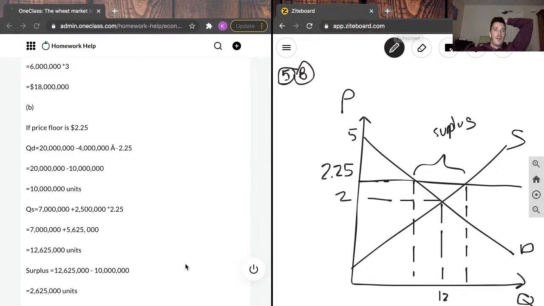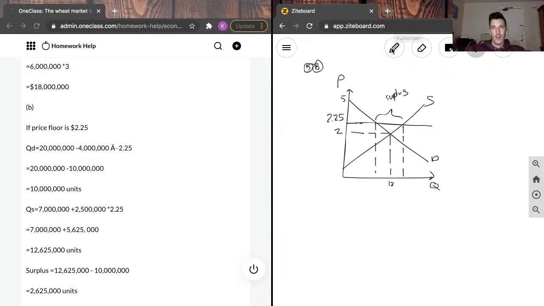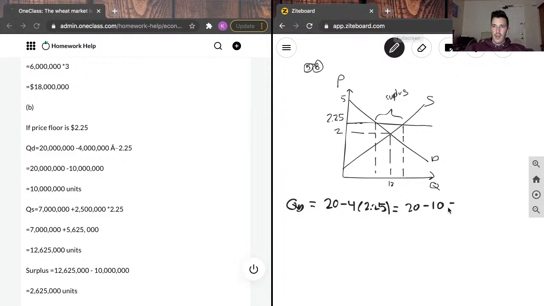Let's see what our junior tutor has done here. Oh, so they've just plugged in, I believe. Sorry, I didn't draw that big. Quantity demanded is going to equal 20 million minus 4 times the price. Here, price is going to equal 2.25. So that means it's going to be 20 million minus 10, and so the quantity demanded will be 10. So see the demand curve here, price drops there, crosses there. So the quantity demanded will be 10.